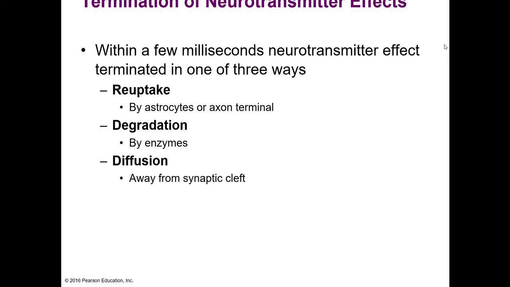or the neurotransmitter just diffuses away. If you've ever heard of an SSRI, selective serotonin reuptake inhibitors, SSRIs are a very common class of drugs that are used to treat depression. What SSRIs do is they prevent the reuptake of a neurotransmitter called serotonin.